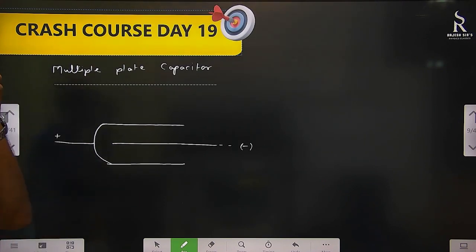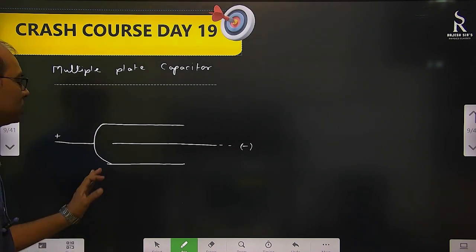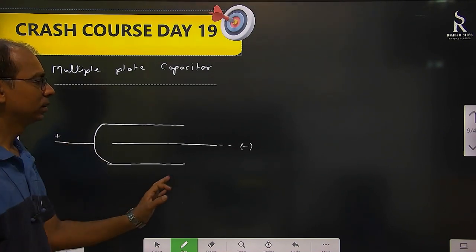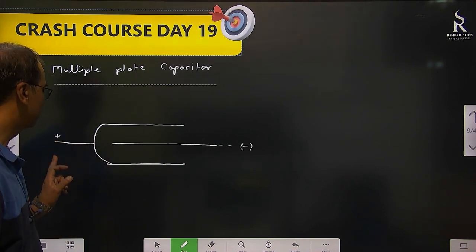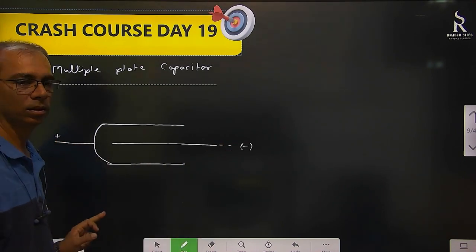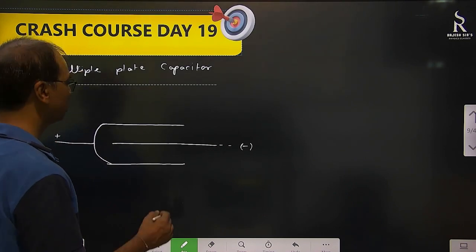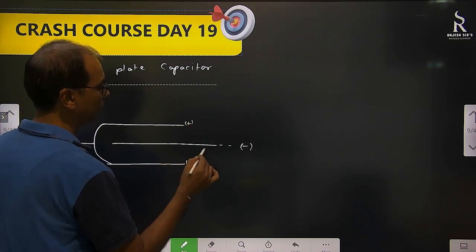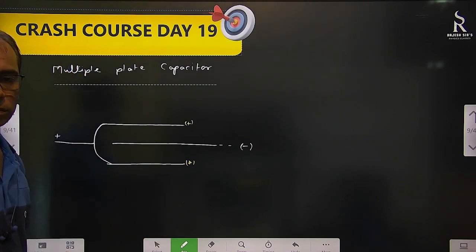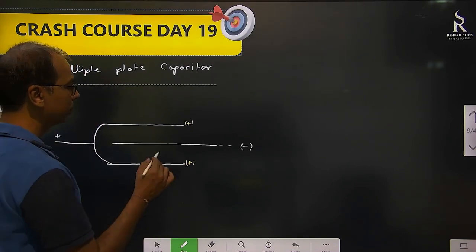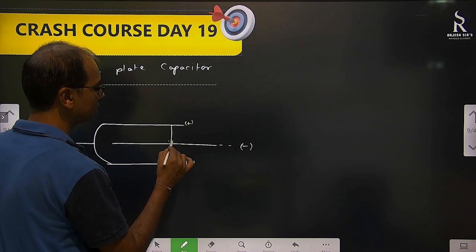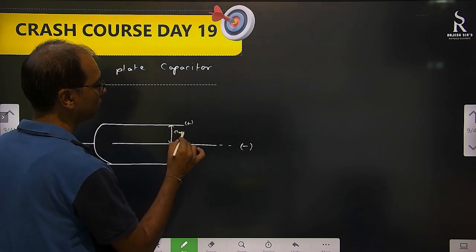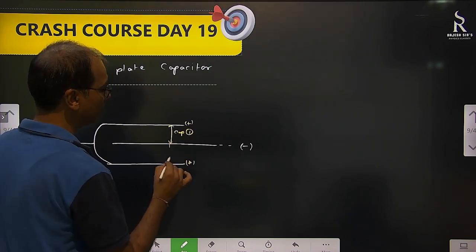Then multiple plate capacitors. Now we saw multiple dielectric capacitors, now this is a multiple plate capacitor. In this one, this is a battery. Positive is connected over here and negative is connected over here. So we can say this is a positive plate and this is also a positive plate, whereas this is a negative plate. Now this becomes one capacitor, capacitor 1, and this is capacitor 2.